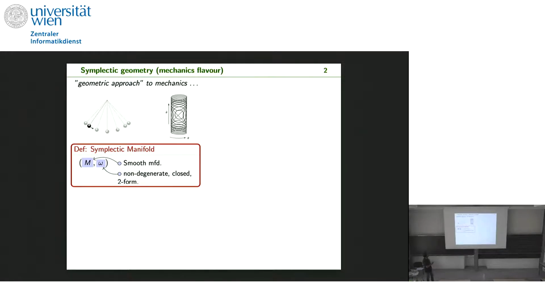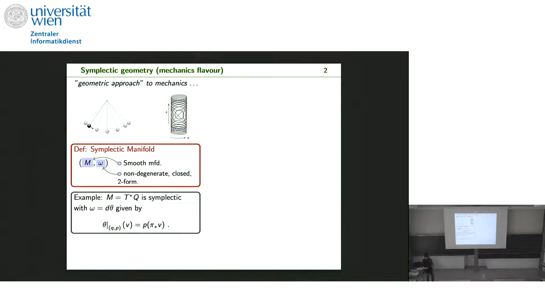It is a pair of a smooth manifold together with a non-degenerate closed 2-form. And why this is connected to mechanics, you can see in the key example, the example of the cotangent bundle. Take any smooth manifold Q, the cotangent bundle of Q is naturally symplectic via taking the exterior derivative of the so-called tautological 1-form.